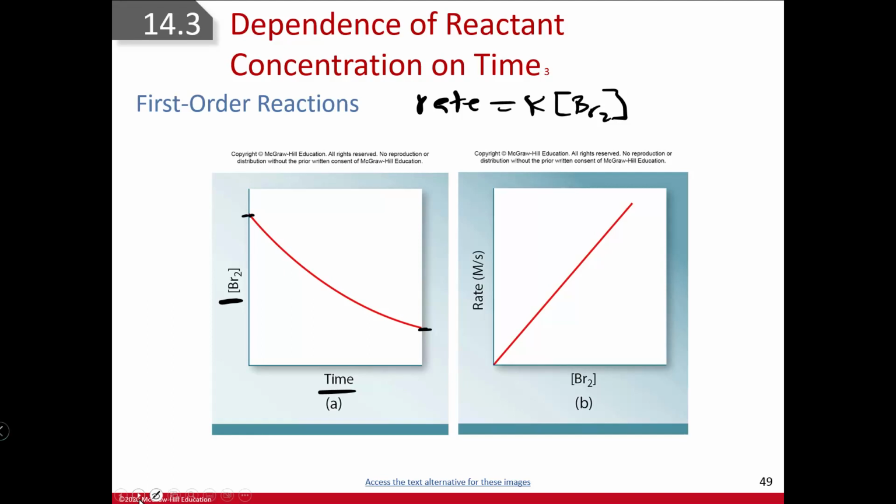All right. So here's how we know it's first order. If I plot the rate versus concentration, then I'm going to get a positive sloped line. As the concentration of the bromine, the reactant, increases, there are more collisions per second, and therefore the rate will increase. So the higher the concentration of bromine, the higher the rate is going to be. That makes sense. I hope that makes sense to you.